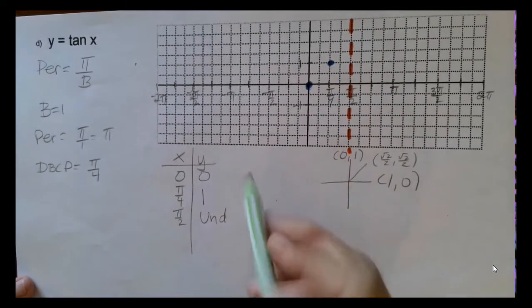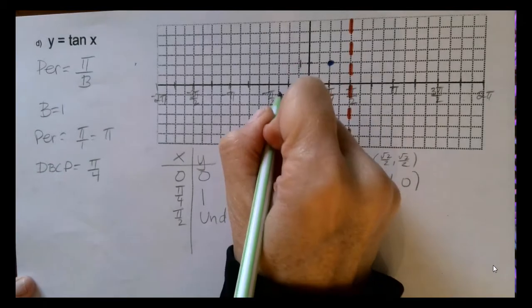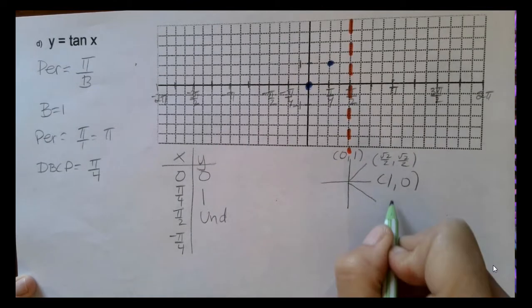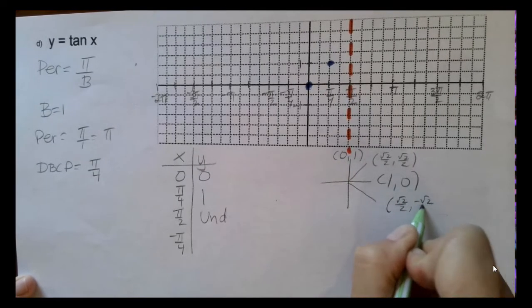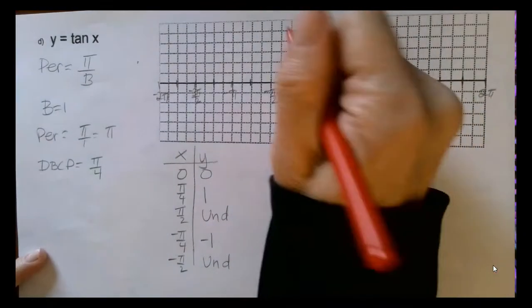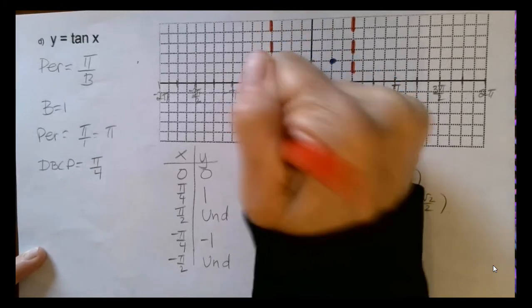Now I'm going to go backwards. I'm going to go to the left of 0. And this right here is negative pi over 4. Now remember, negative pi over 4 would be in the 4th quadrant, and the coordinates would be root 2 over 2, negative root 2 over 2. So at negative pi over 4, it's actually negative 1. I'm going to go backwards again, and I'm going to do negative pi over 2. Negative pi over 2 would be here, and the coordinates are 0, negative 1. And remember, tangent is y over x. At negative pi over 2, it's also undefined. So at negative pi over 2, you're also going to do your vertical asymptotes.